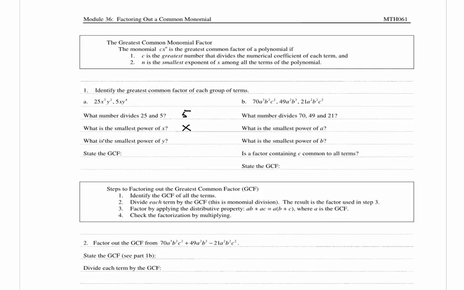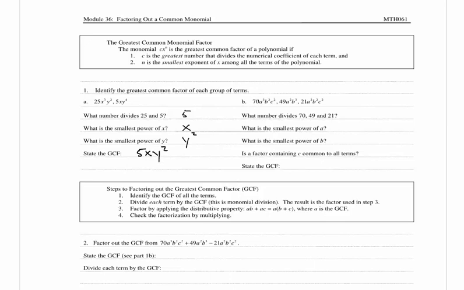And then it asks, what is the smallest power of y? And we have a y squared and a y to the fourth. So y squared is going to be our smallest power. And now it wants us to state the greatest common factor. And the greatest common factor is going to be the largest number that divides our numerical coefficients, which was 5, times the smallest power of x times the smallest power of y. So we're going to have 5x y squared.